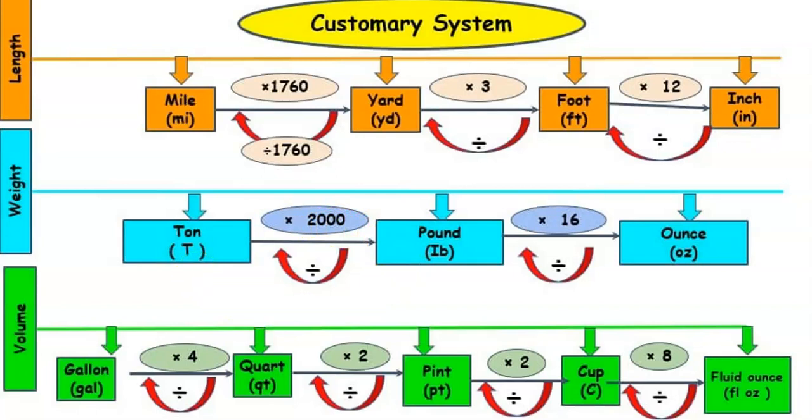Okay, what are the measurement units of volume? We have gallon equals to 4 quarts. From quart to pint we multiply by 2, and from pint to cup we multiply by 2. But from cup to fluid ounce we multiply by 8. And when you convert from small to large you divide. Just to remind you of units.